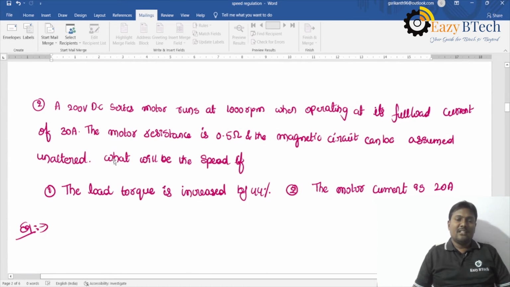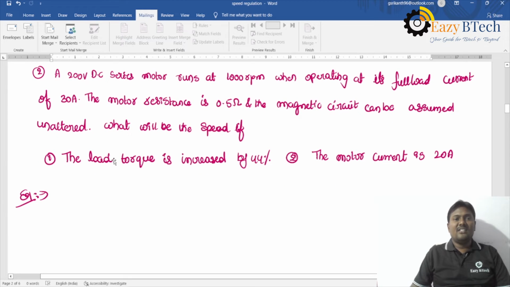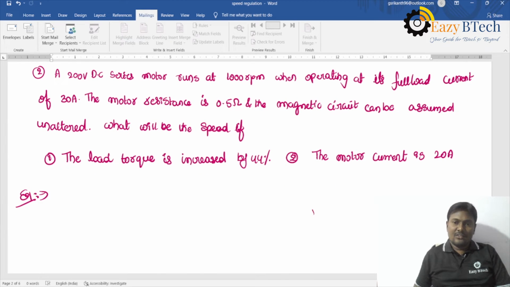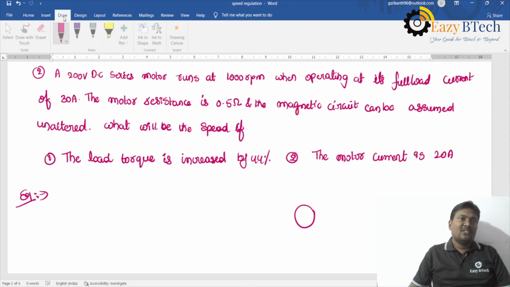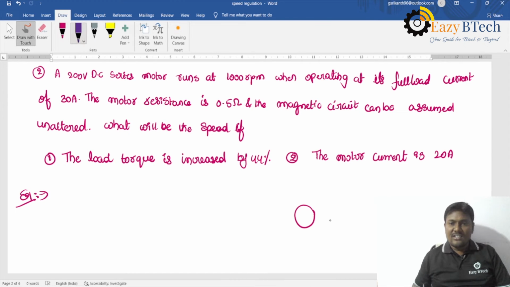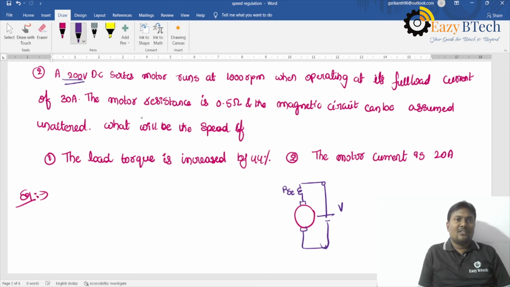Coming to the next problem on the DC series motor. First of all, you should draw the diagram of the DC series motor. The series field winding is connected in series with the armature. I am giving this supply voltage. The 200 volts DC motor means 200 volts is the supply voltage.